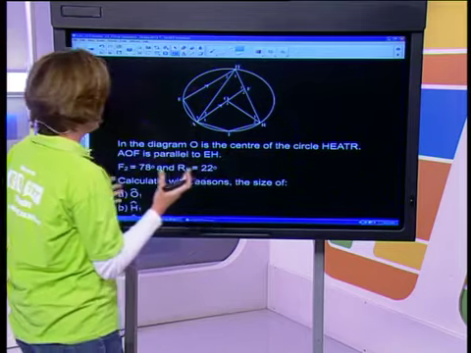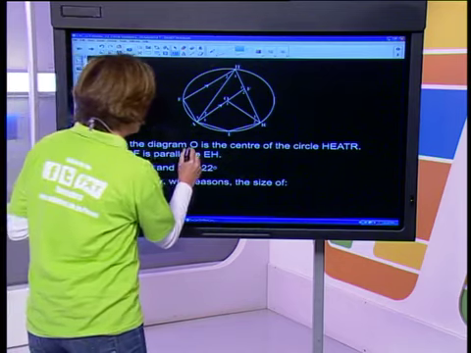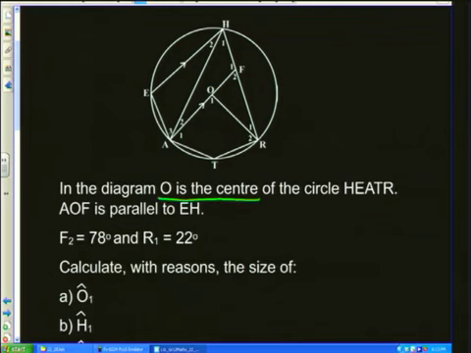So as an example, in the diagram, O is the center. Now that's really important information, because if we know that, remember we can use the first three theorems of the circle. HEATR, so that's stating that these 4 points or 5 points are sitting on the circumference of your circle.